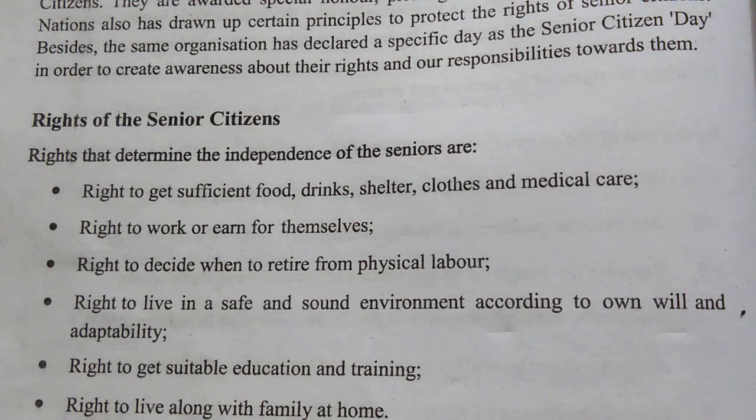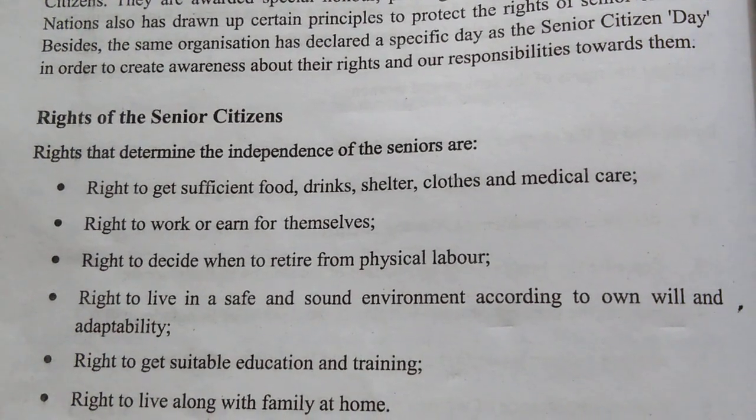Rights of senior citizens. The rights that are determined for the independence of senior citizens are given below. Point 1, right to get sufficient food, drinks, shelter, clothes and medical care. Point 2, right to work or earn for themselves. Point 3, right to decide when to retire from physical labor. Next point, right to live in a safe and sound environment according to their own will and adaptability. Next point, right to get suitable education and training. And last of all, right to live along with family at home. These are the rights that senior citizens are given for their independence in our society.